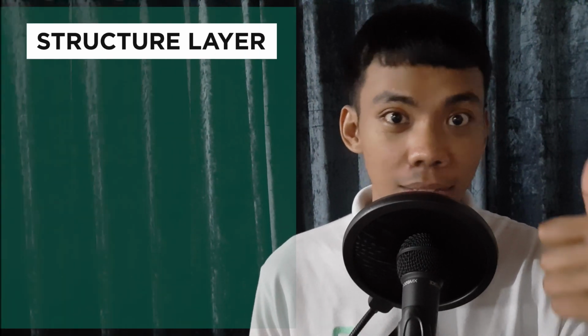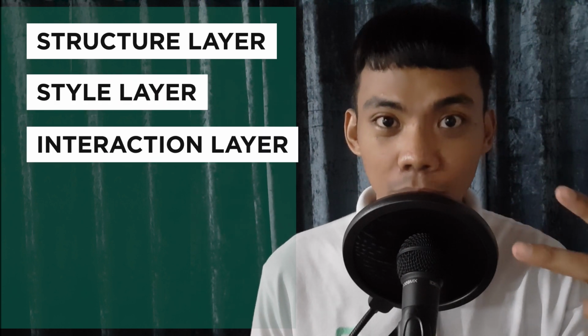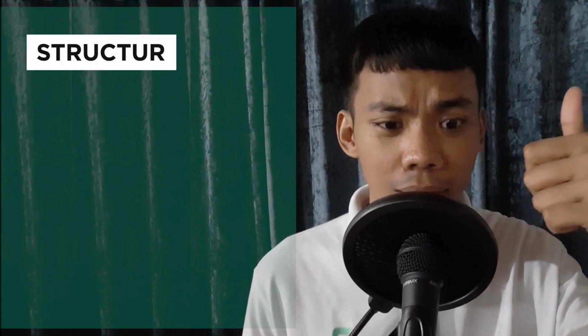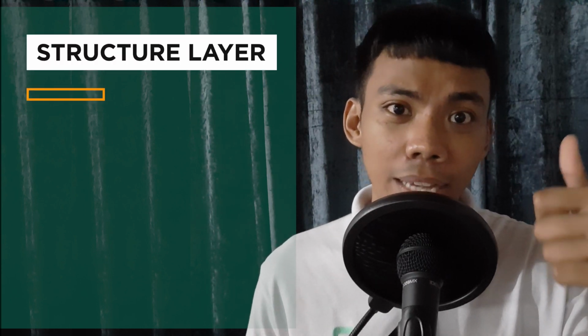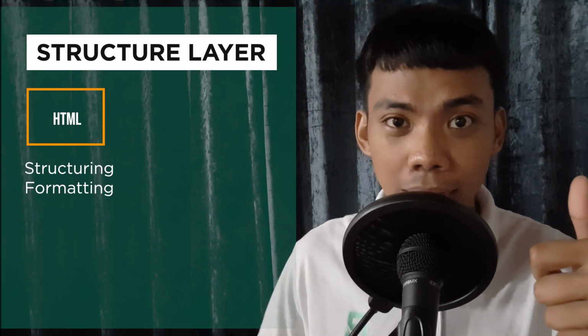So there are three layers on a website. The first one is the structure layer. The second one is the style layer. And then the third one is the interaction layer. So the first one, the structure layer, is basically HTML. HTML is used for structuring and then formatting content.